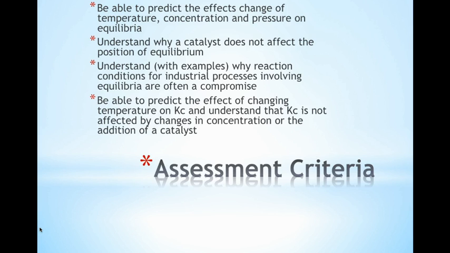You need to understand with examples why the reaction conditions for industrial processes involving equilibria are often a compromise, and you need to be able to predict the effects of changing temperature on the equilibrium constant and understand that the equilibrium constant is not affected by changes in concentration or the addition of a catalyst.